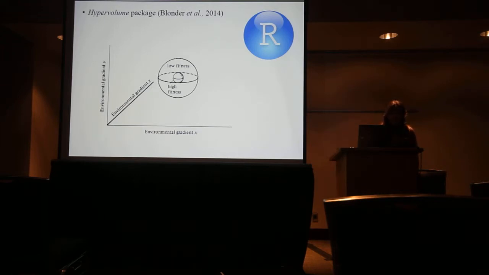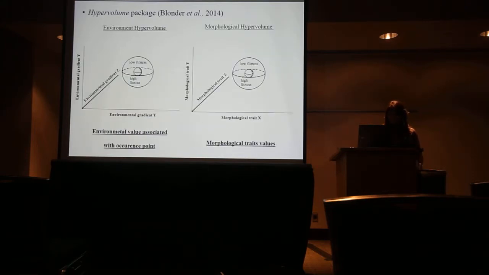For that, I used the hypervolume package, put forward by Blonder in 2014. It's a package in R that uses the concept of niche proposed by Hutchinson, which describes the niche as the set of environments where the species can live. Using this concept, you can take the set of environments and the set of morphology that defines the group, and create hypervolumes that describe the species.